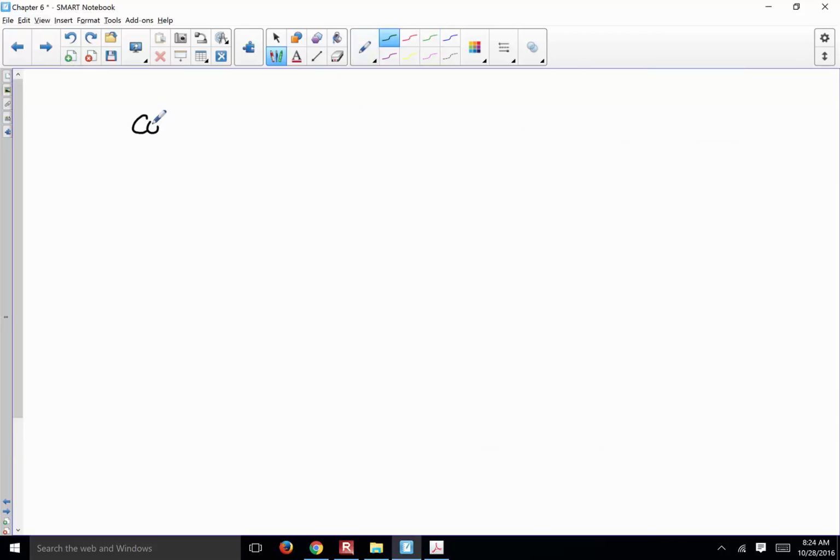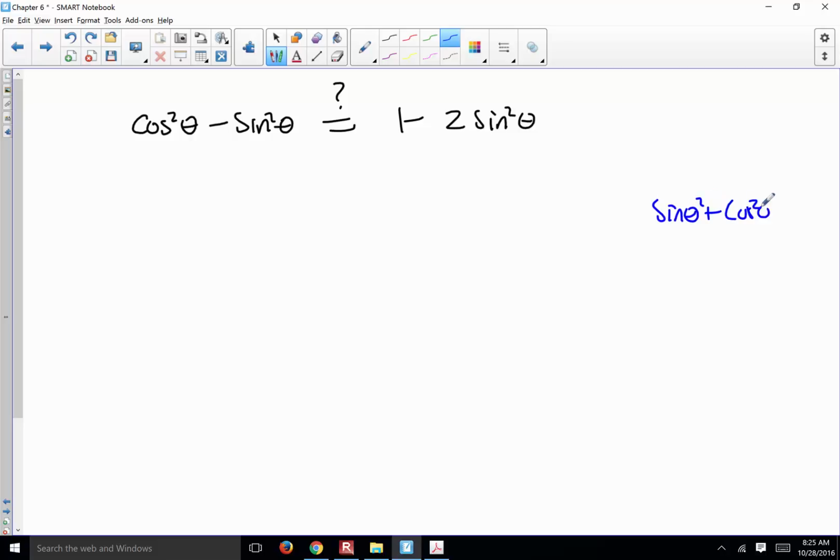So we already proved this. I'm just curious how they wrote the second one, 1 minus 2 sine squared theta. How do you come from here to there? Sine squared theta plus cosine squared theta is 1, right? Now take this guy to this side. So cosine squared theta is 1 minus sine squared theta.